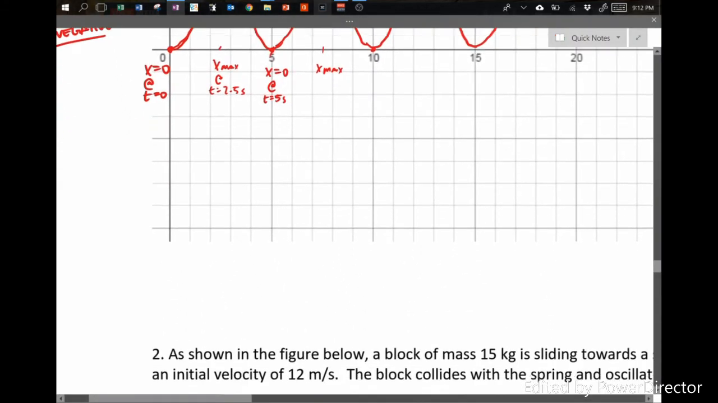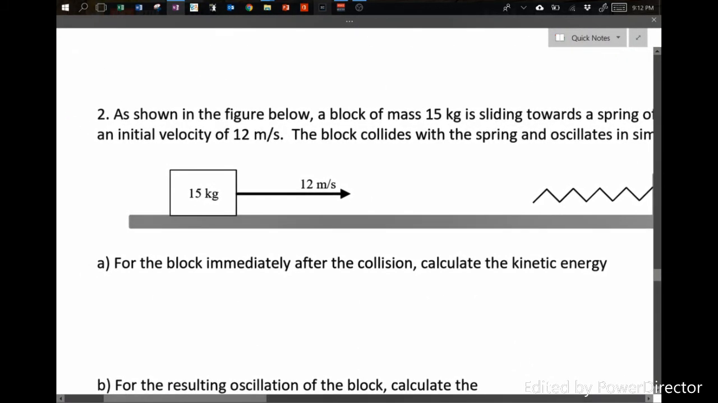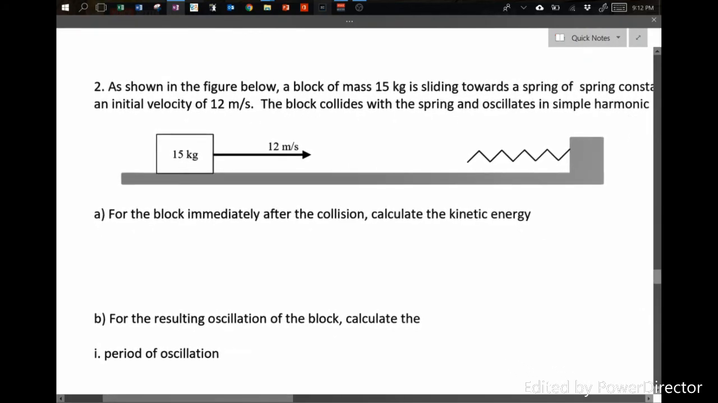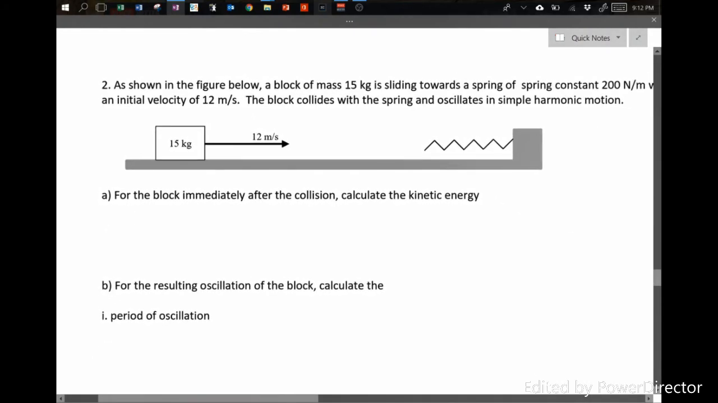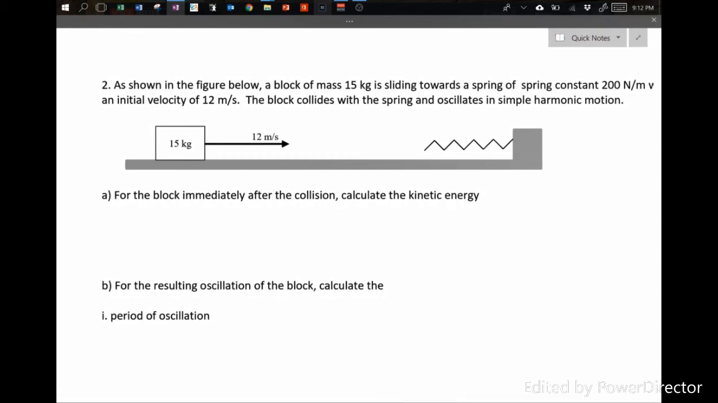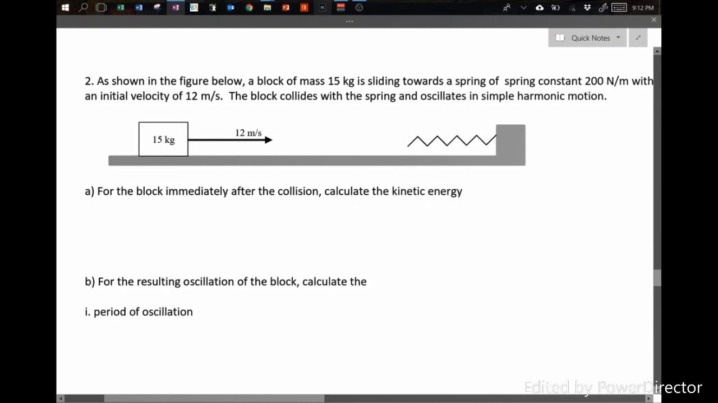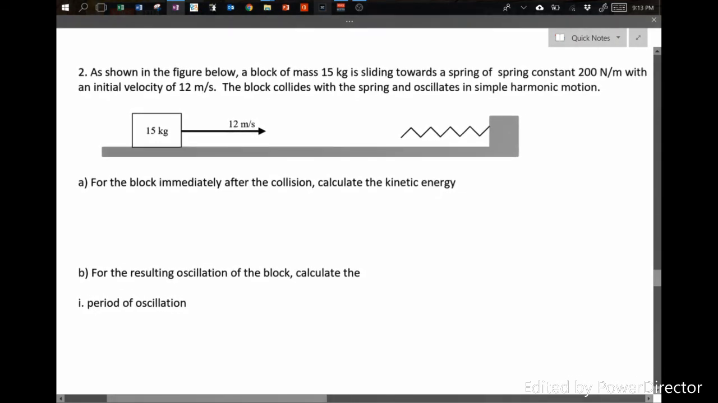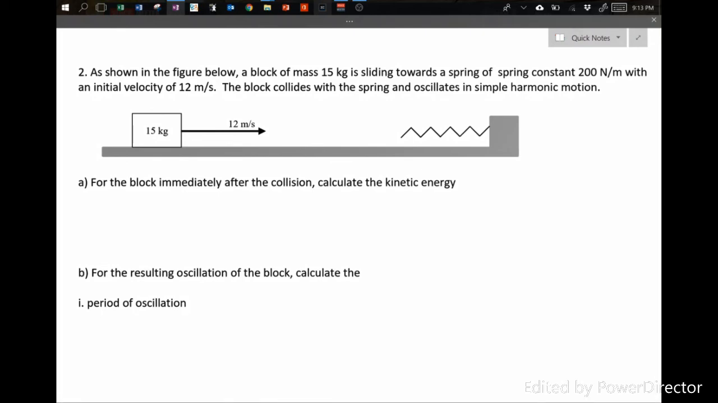All right, second question, give yourself some time. And let's work through this one. So, in this figure, we have something moving towards a spring. Spring constant is given. It has an initial speed of 12. It hits the spring and oscillates in some way. Calculate the kinetic energy of the block immediately after the collision.